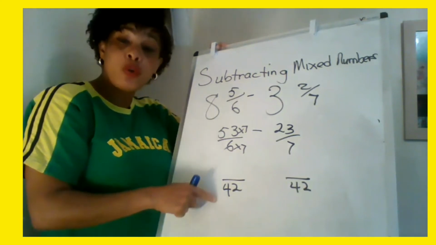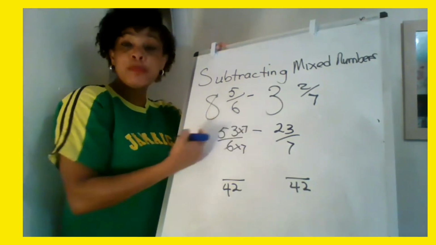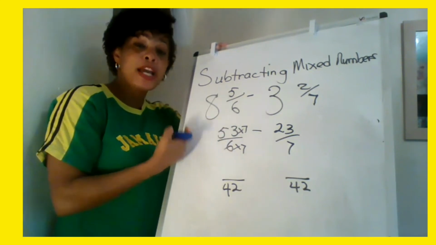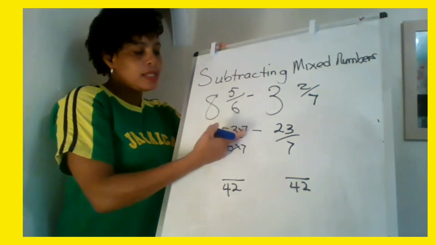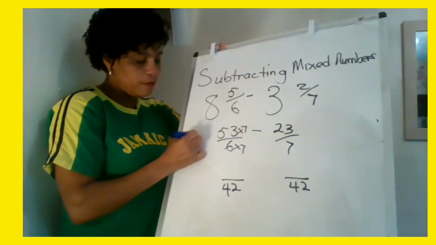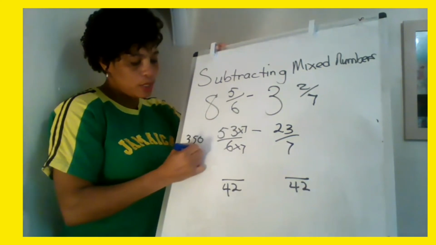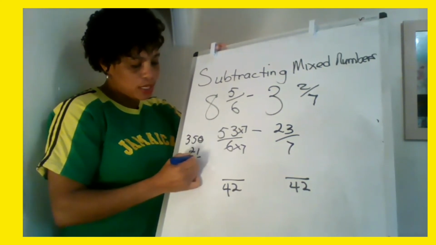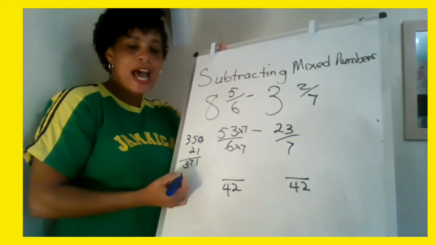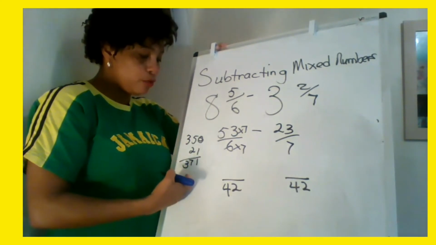What is it out of 42? Now we need to multiply this. So to do this method, you also need to know how to multiply, and you also need to know how to divide. 7 times 5 is 35, but 7 times 50 is 350. 7 times 3 is 21. So if I add those together, I'm going to get 371. So here I have 371.